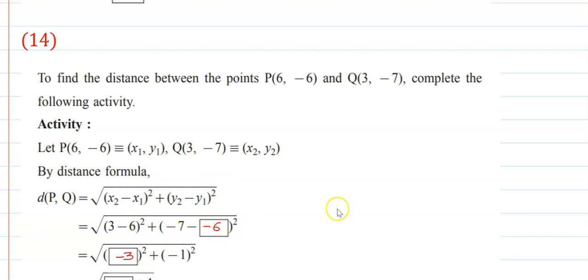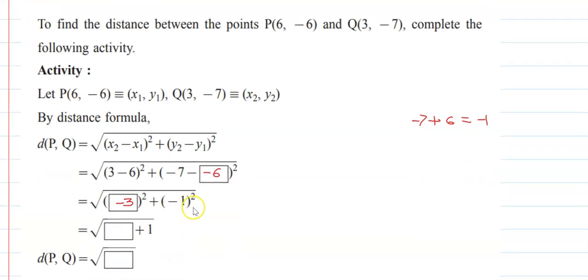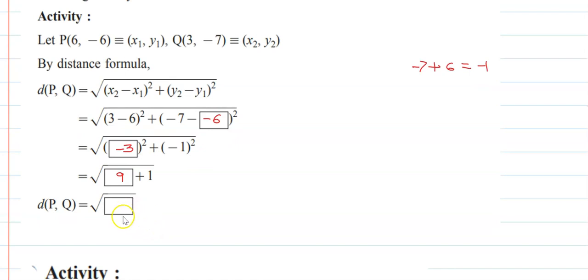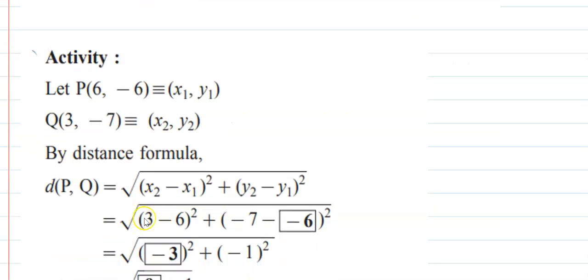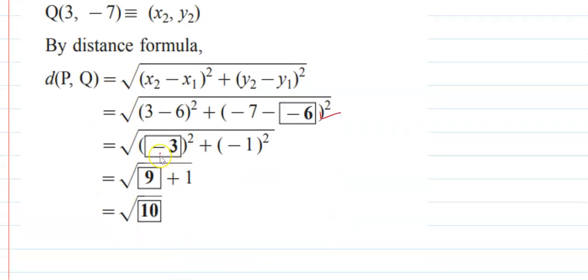How will that happen? It will be plus: -7 plus 6, then you will get -1, and therefore here (-1) square. (-3) square is 9, 9 plus 1, then you will get 10. Therefore, the distance PQ is equal to root of 10, in this way. Okay, you can look at it again. The first -6, -3, 9 and the root of 10 in this way.